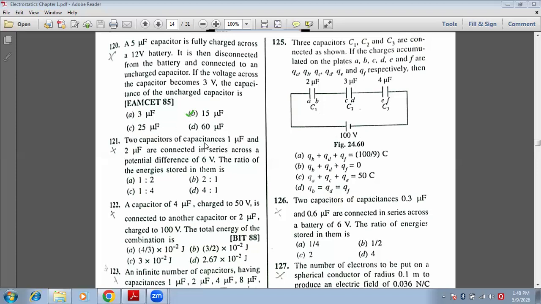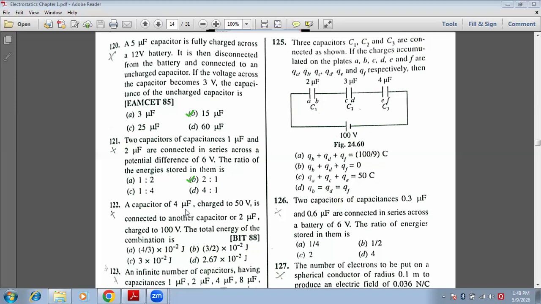Two capacitors of capacitances 1 microfarad and 2 microfarad are connected in series across a potential difference of 6 volt. The ratio of the energies stored in them is: option A, 1:2; option B, 2:1; option C, 1:4; option D, 4:1. Correct answer: option B, 2:1.